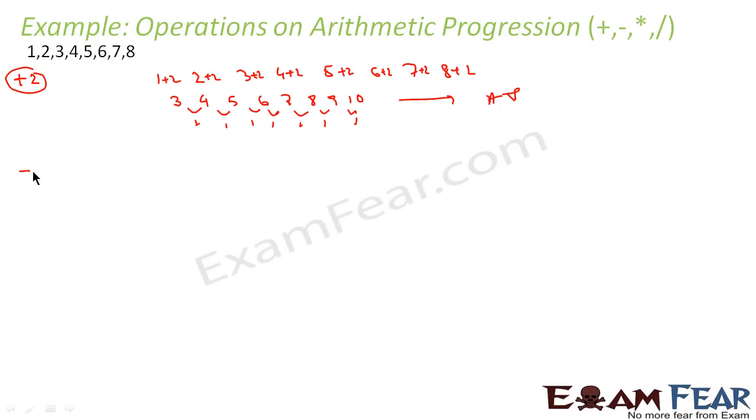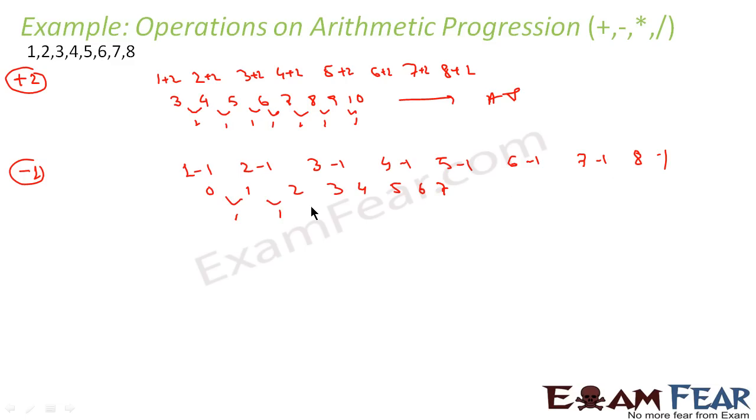Now let's take minus 1. We'll subtract 1. So let's first write the AP we have: 1, 2, 3, 4, 5, 6, 7, 8. We subtract 1 from all the numbers. So this becomes 0, 1, 2, 3, 4, 5, 6, 7. Now if you see, the difference is 1, 1, 1, 1, 1, 1, 1. So that means this is also an AP. That means if you add a constant or subtract a constant, the AP still remains an AP.